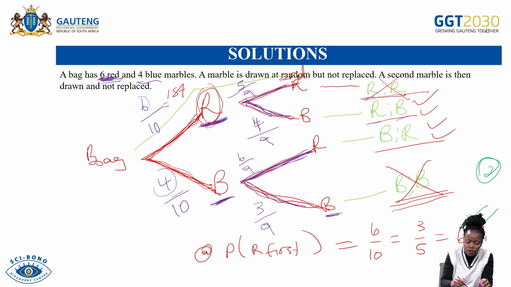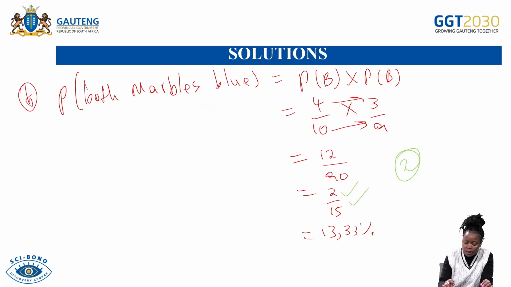Remember I said to you, when you are going this side, you are going to multiply. So it means you'll say the 6 all over 10 times the 4 all over 9, then you'll get the probability of getting the red and then a blue marble. And then you say the 4 over 10 times the 6 all over 9, then you'll get the probability of getting the blue marble and the red marble. Okay, so let's do that.